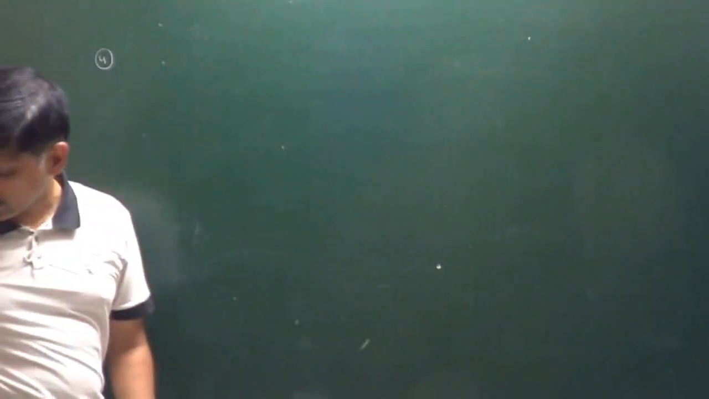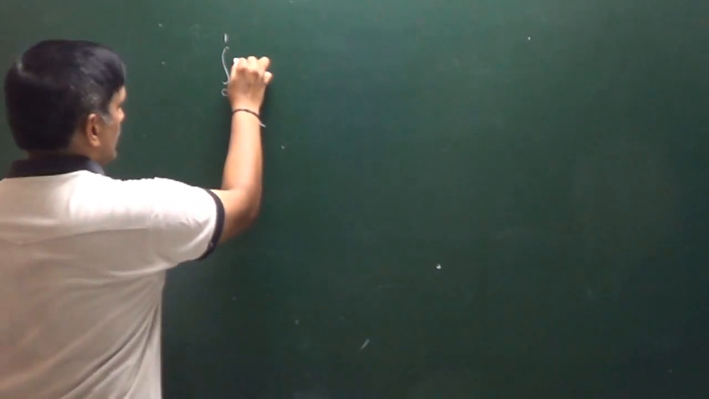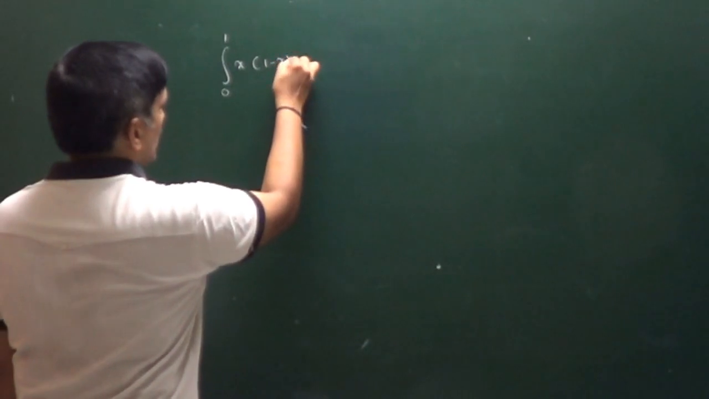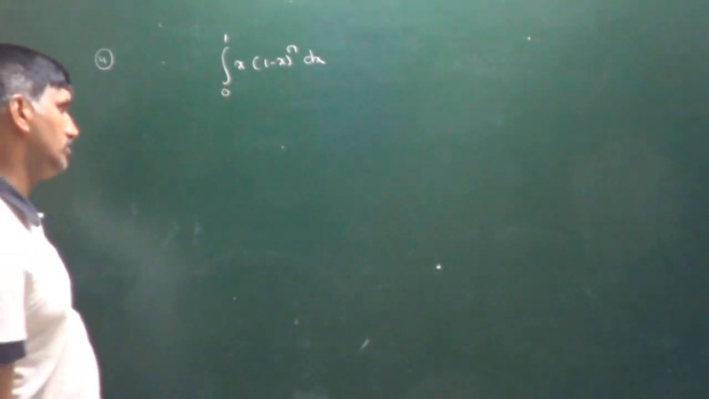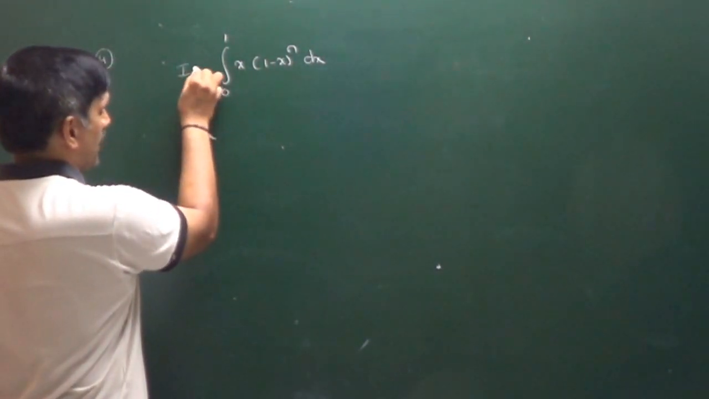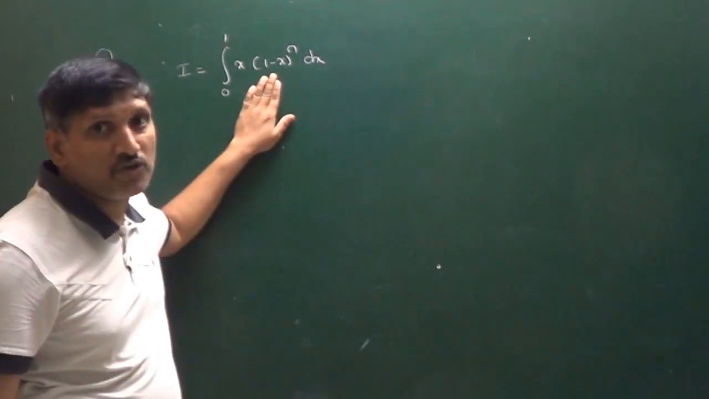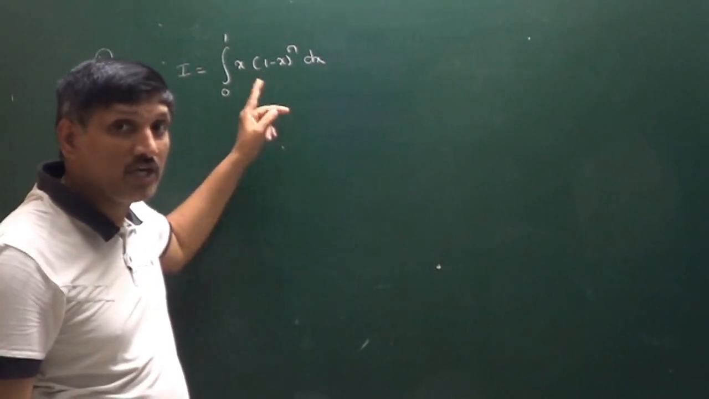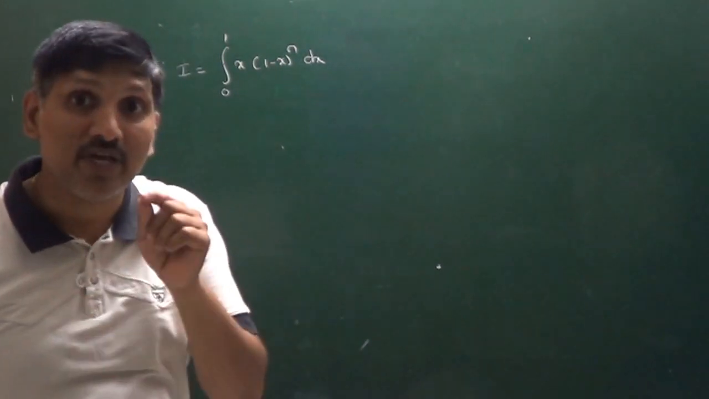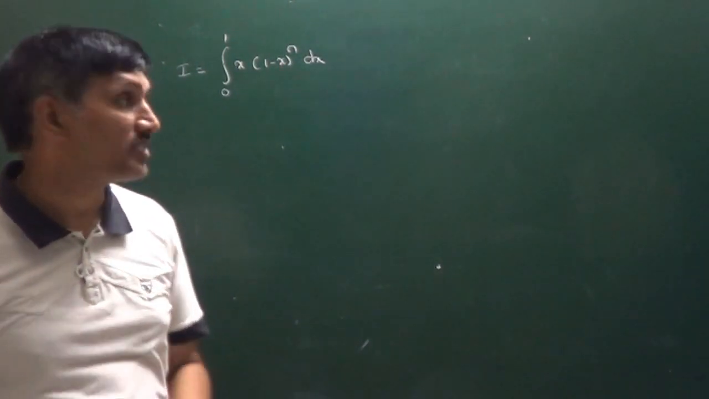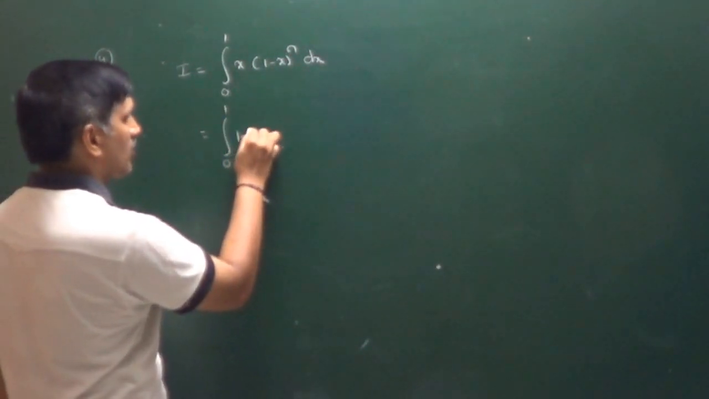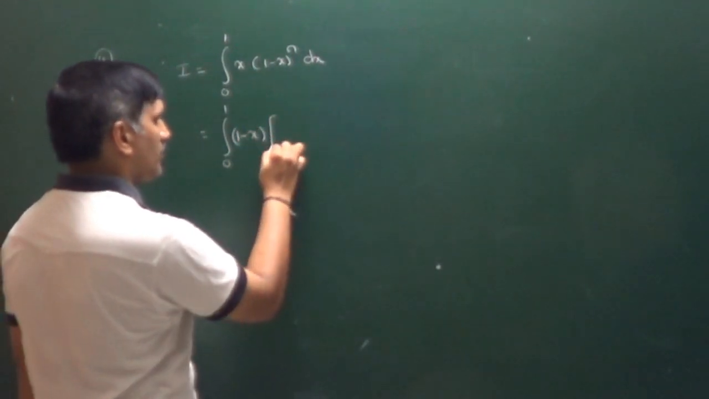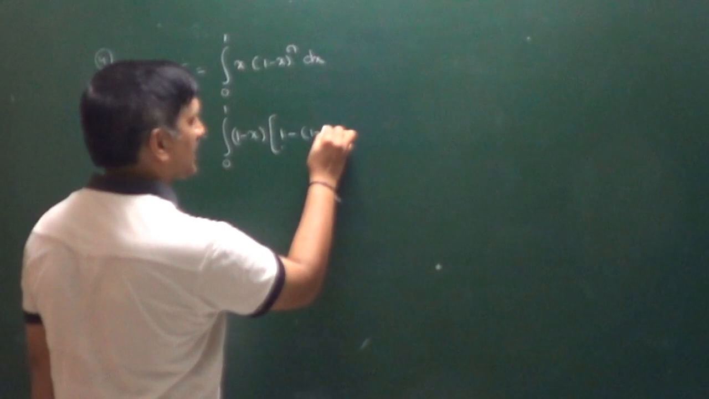Let us have another question. The question is: integral 0 to 1 x into 1 minus x whole to the power of n dx. How to proceed with this integration? Let us say that is equal to I. We can't find this integral directly, but apply the property. What property do we apply? In place of x we have to write 1 minus x. Wherever x is there I am writing 1 minus x.